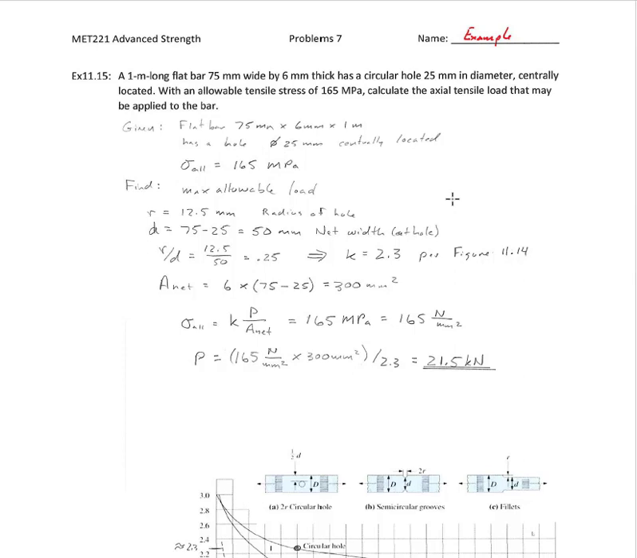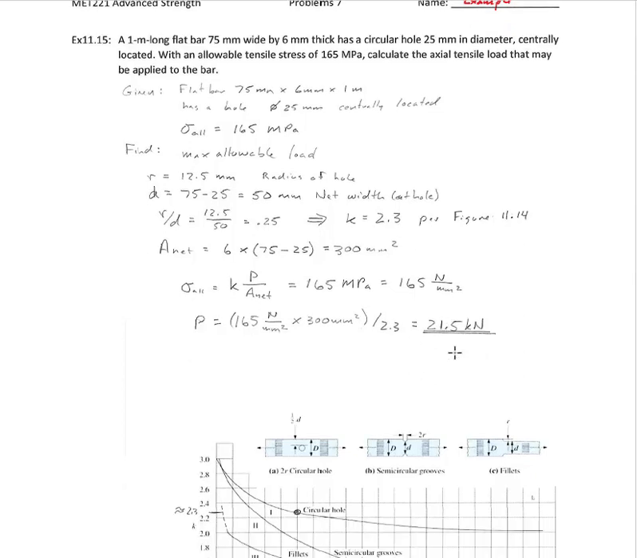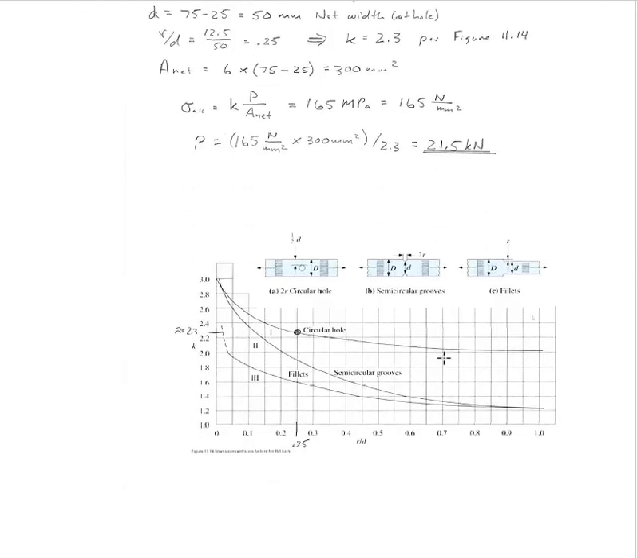normal stress. Okay, so R, which is the radius of the hole, is 12.5 millimeters. D, which is the net width of the bar at the hole, would be the 75 millimeters wide minus the diameter of the hole equals 50 millimeters. That's the net width. R over D equals 0.25. Okay, so once we have 0.25, we can look at our chart.